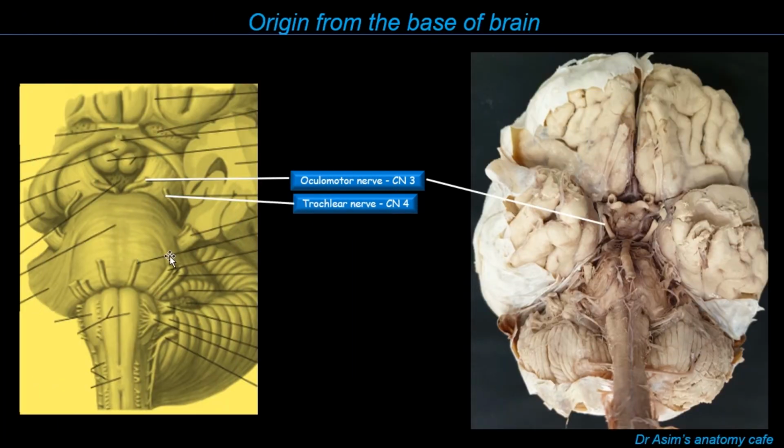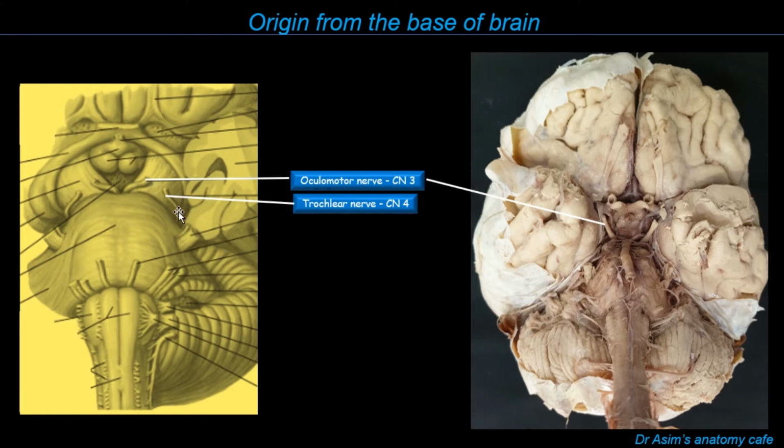Then the fourth cranial nerve, which is the trochlear nerve, pops out from the midbrain as well. However, this is the only cranial nerve which comes from the back of the midbrain. So after originating from the back of the midbrain, it travels on the side of the midbrain and then comes to lie on the ventral aspect, sharing a common pathway with the oculomotor nerve.